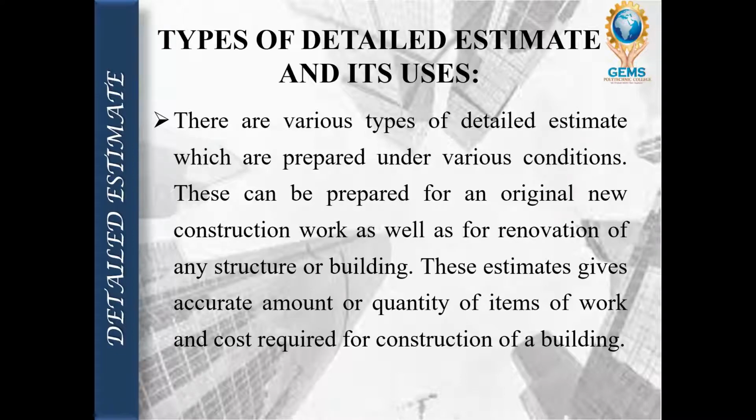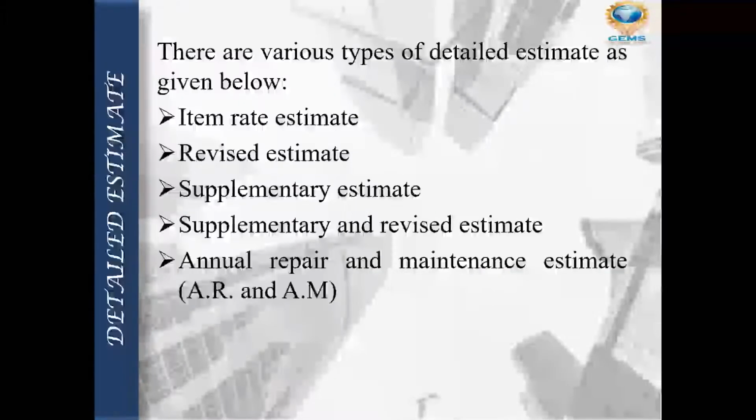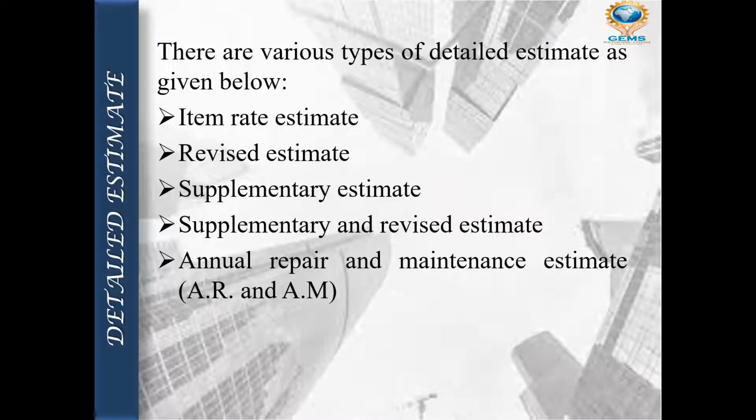So, types of detailed estimate. There are various types of detailed estimate. The first type is item rate estimate. Second one is revised estimate. Third one is supplementary estimate. Fourth is supplementary and revised estimate. Then the final one is annual repair and maintenance estimate.